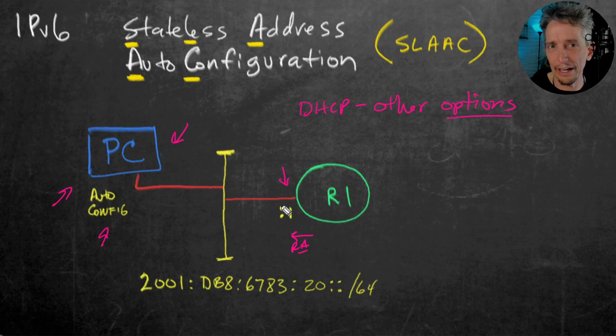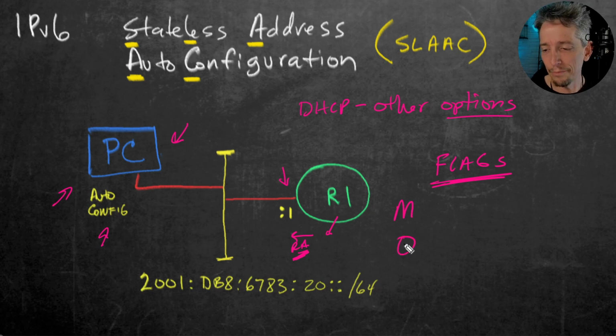And the way we control that, this is interesting, is we have the router, in its router advertisements, play with two flags specifically for this. Now these flags are labeled M and O. Not zero, but O. And the M means managed.